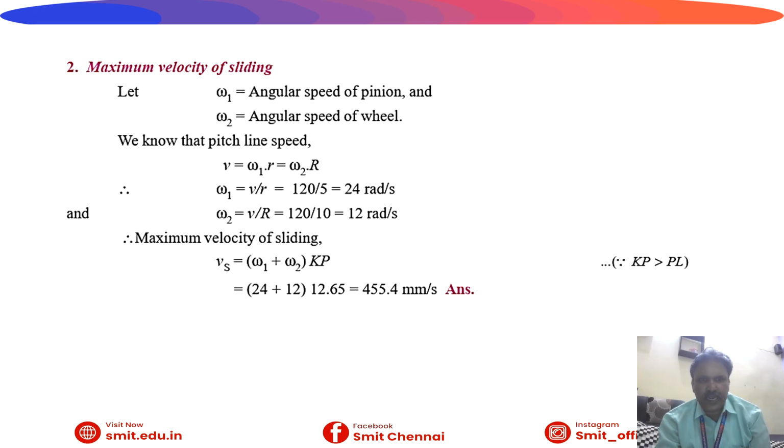Maximum velocity of sliding, we are using the formula Vs is equal to omega 1 plus omega 2 into Kp. Kp we already got in the previous slide of this problem. Omega 1 is V by small r. Omega 2 equal to V by capital R. V will be constant for these two, 120. And small r is 5 and bigger R is 10. Finally, upon substituting, we will get 455.4 mm per second.